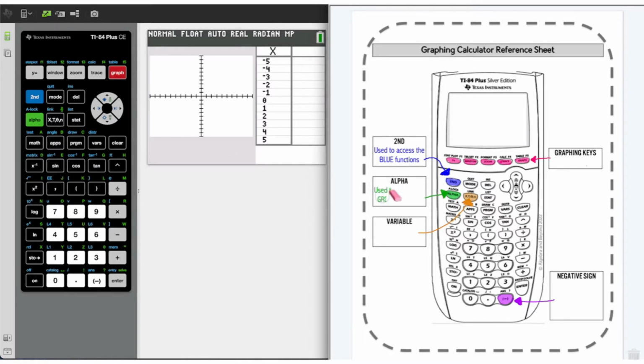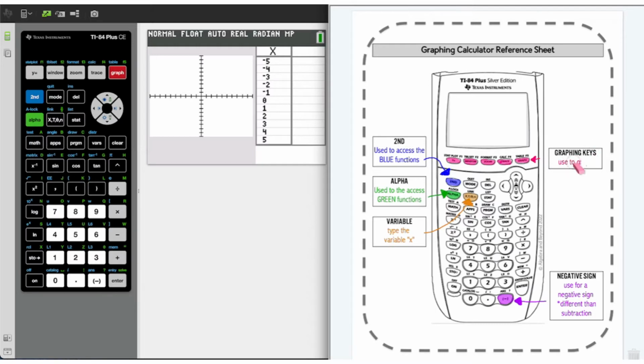Another one is alpha. This one is used to access the green functions, as you can see over here. And then the variable key. You type the variable x. So when they're graphing a function, it will be representing any x variable. Also, we have the negative sign. Students can be confused between subtraction and the negative sign. So this helps them remember that they need to use this for a negative number.